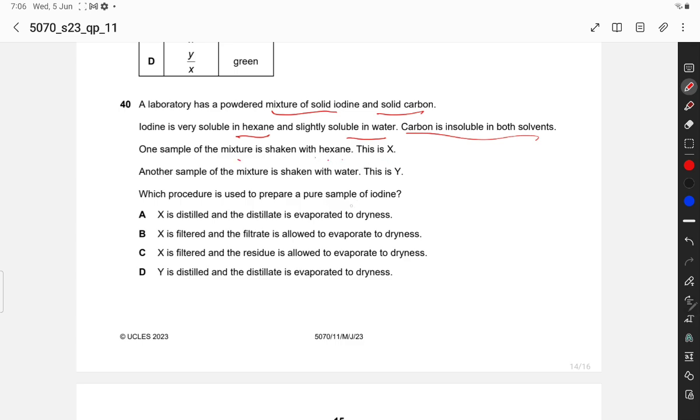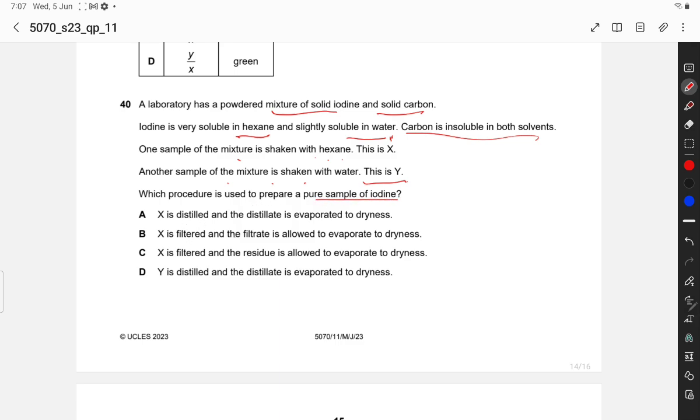This is Y. Which procedure is used to prepare a pure sample of iodine? Iodine is slightly soluble in water and very soluble in hexane.